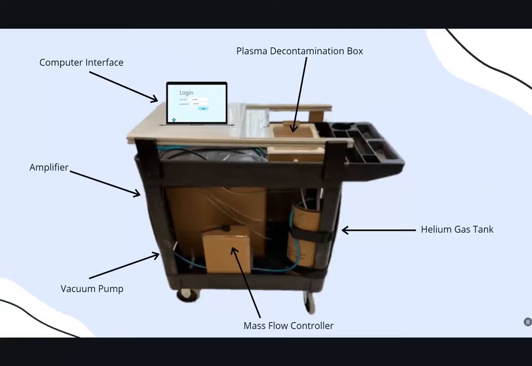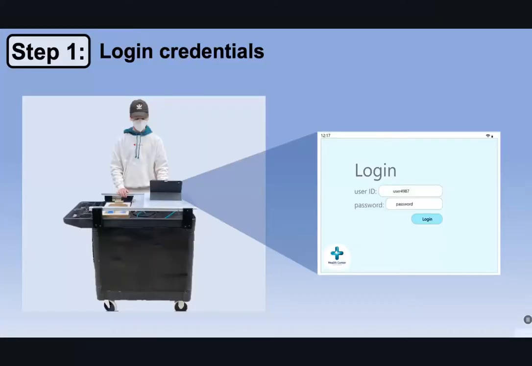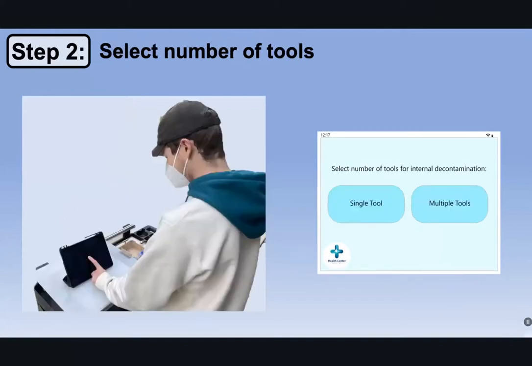There are 6 main components in our cart: the computer, the plasma box, the gas tank, the mass flow controller, the vacuum pump, and the amplifier. In order to operate the device, the following steps need to be performed. First, the technician inputs their login credentials. Then they select how many tools they wish to sterilize.